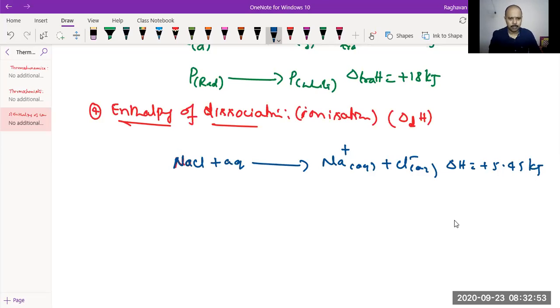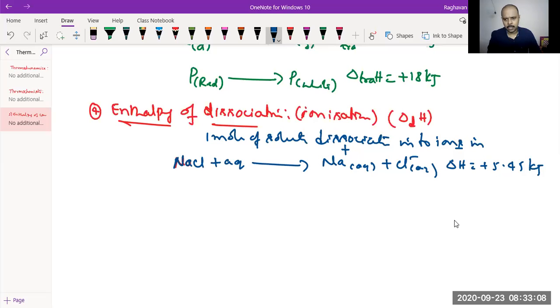So when 1 mole of solute dissociates into its ions in aqueous medium, that is enthalpy of dissociation. Now this also can be called enthalpy of solution. There is one more definition, that is enthalpy of solution at infinite dilution.